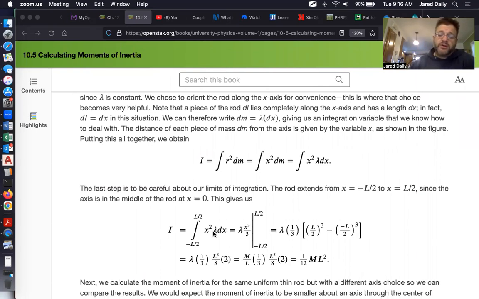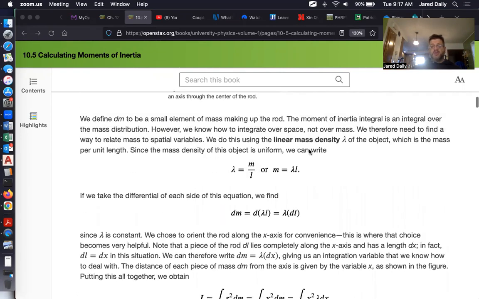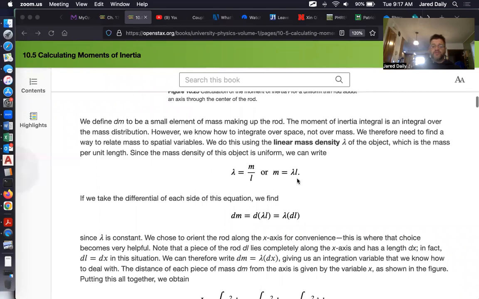So when we go to do our integral, we're integrating from negative L over 2 to L over 2. We're going to take out the lambda, it's going to come out of the integral, and then we're just integrating x squared dx, which has an integral of x cubed over 3. Then we plug in our L's, and we get 1/12 ML squared in the end. So now we know the moment of inertia for a thin rod or thin bar of some length L with some total mass M, where the mass is distributed evenly. We did assume the mass was uniformly distributed when we did this.